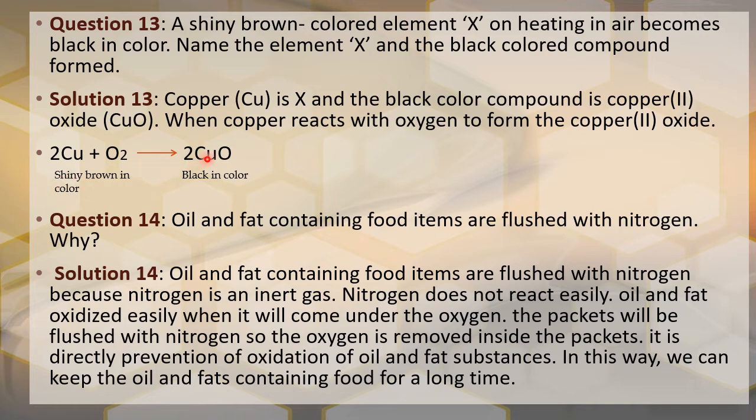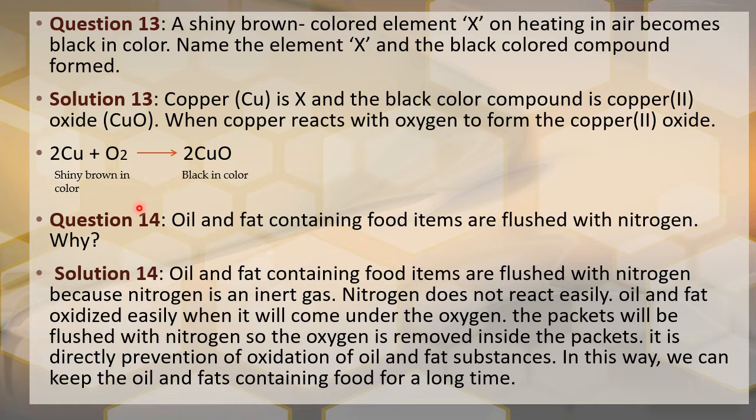So element X is what? Element X is copper. And why the black color? It is because of the copper oxide, especially copper 2 oxide or cupric oxide. There are two valencies for copper. One is copper 1, the other copper 2. Copper 1 is cuprous, copper 2 is cupric. That we have learnt in the 9th class under the table crisscross method.